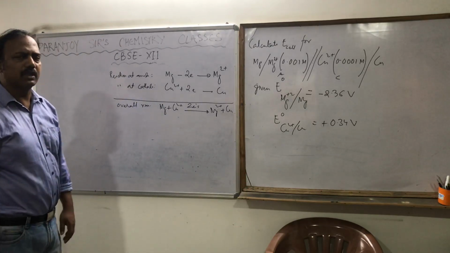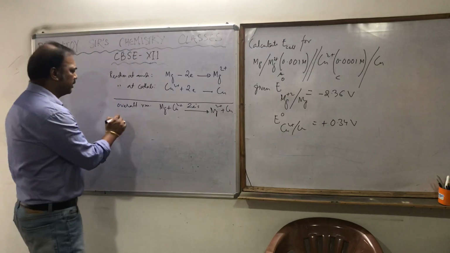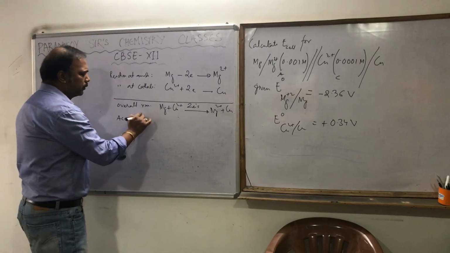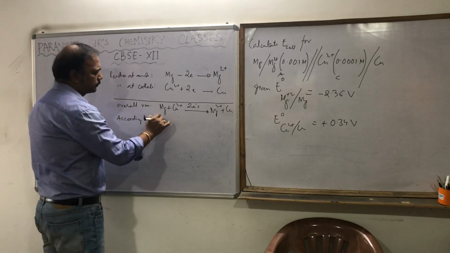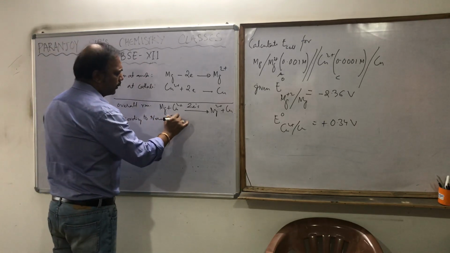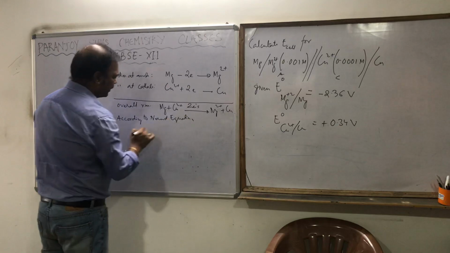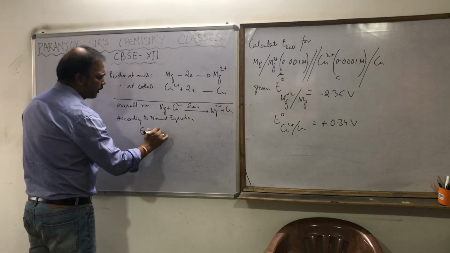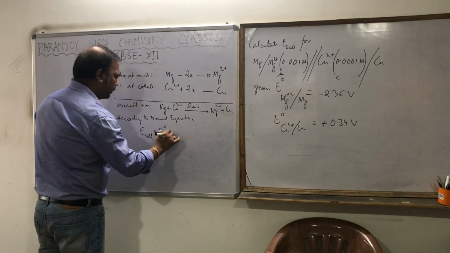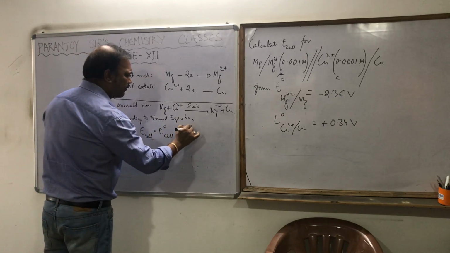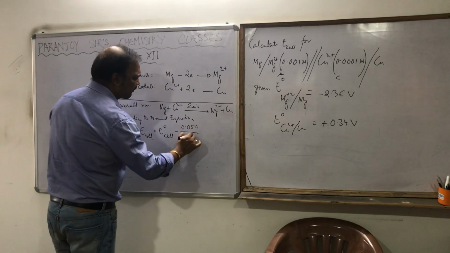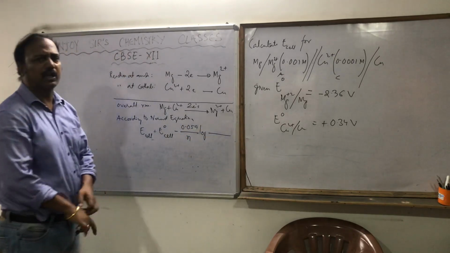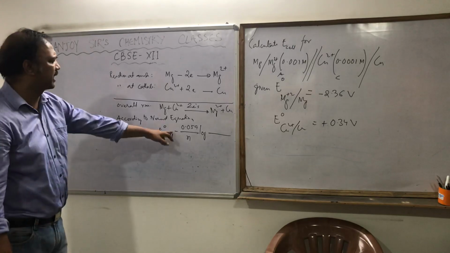Now we are going to use the Nernst equation. What is the Nernst equation? According to the Nernst equation, E cell, that is what we have to find out. E cell equals E0 cell minus 0.059 divided by n, log of concentration of the products by concentration of the reactants, as I wrote, minus over here.